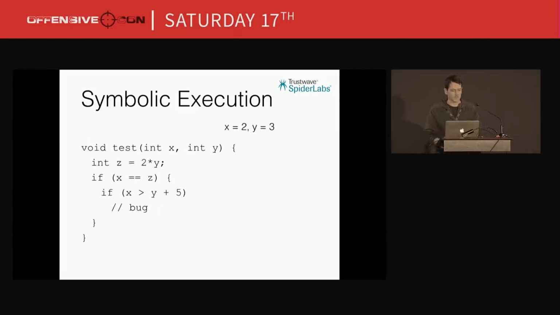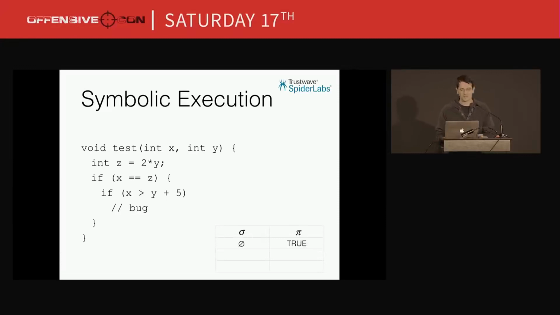So let's take as an example this simple program, and what it does is try to get to the bug statement. If we can reach that statement, then we can possibly get a memory corruption vulnerability. So if you take concrete inputs as x equals 2 and y equals 3, then z becomes 6, and then we get to the conditional statement if x equals z. So if 2 equals 6, then we may get to the next line. But because it's not, we would just skip the entire body of that if statement.